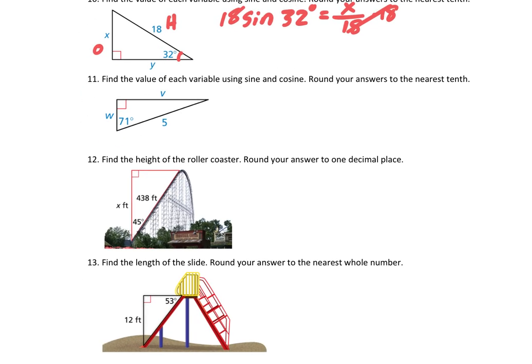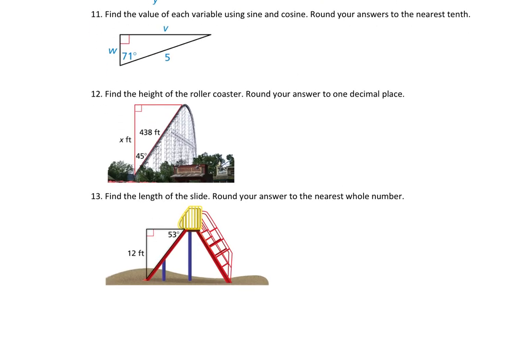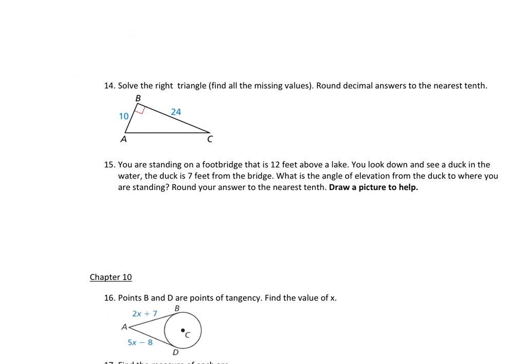Okay, then you got a couple of kind of story type problems where you're trying to find, I will tell you, number 12, you can either do trig or you can even do a 45, 45, 90 triangle, okay? Either way would get you the same answer. Number 14, whenever it says to solve, you're going to find all missing pieces. So we're looking for AC, we're looking for angle A, and we're looking for angle C.